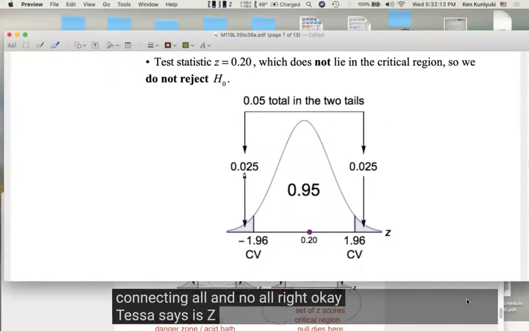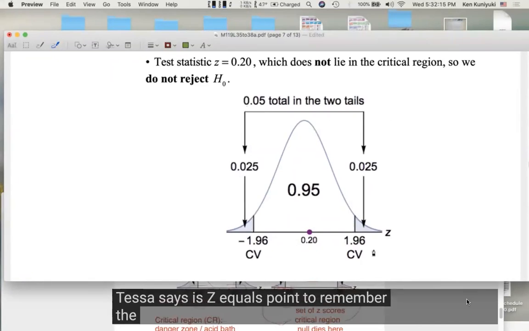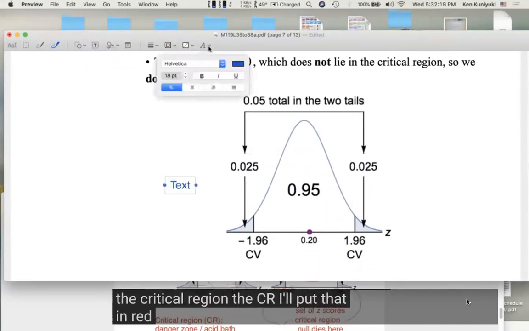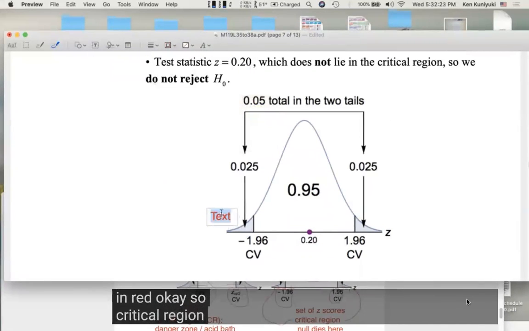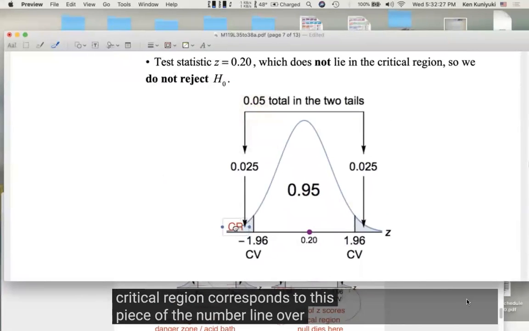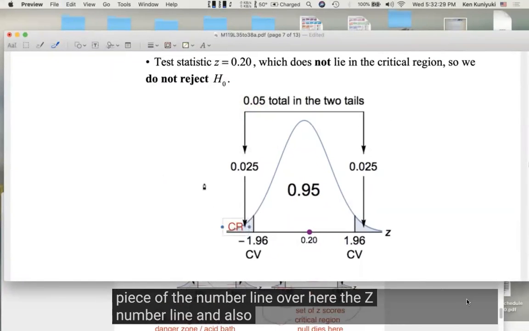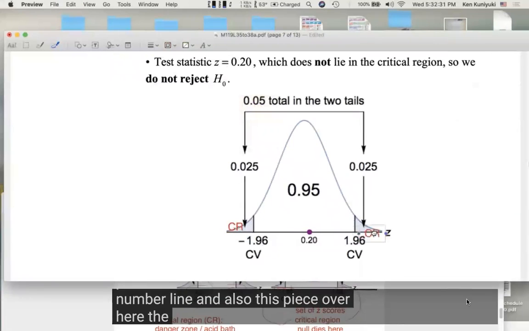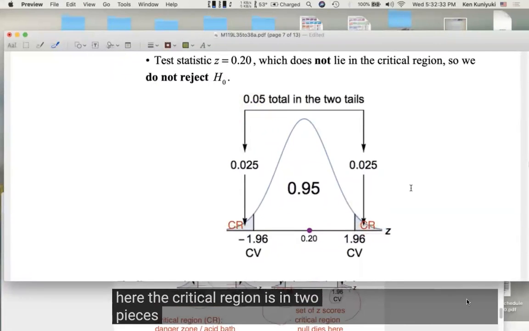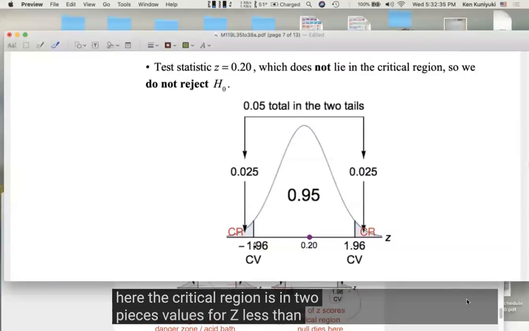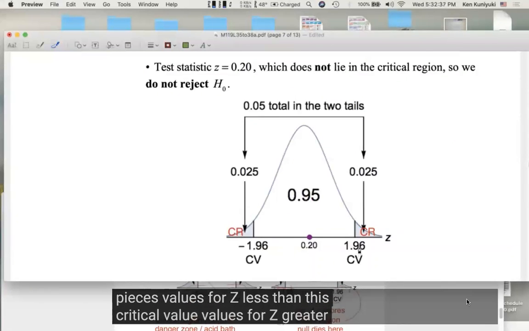Test statistic is z equals 0.2. Remember, the critical region, the CR, I'll put that in red. The critical region corresponds to this piece of the Z number line over here, and also this piece over here. The critical region is in two pieces. Values for Z less than this critical value, values for Z greater than this critical value.